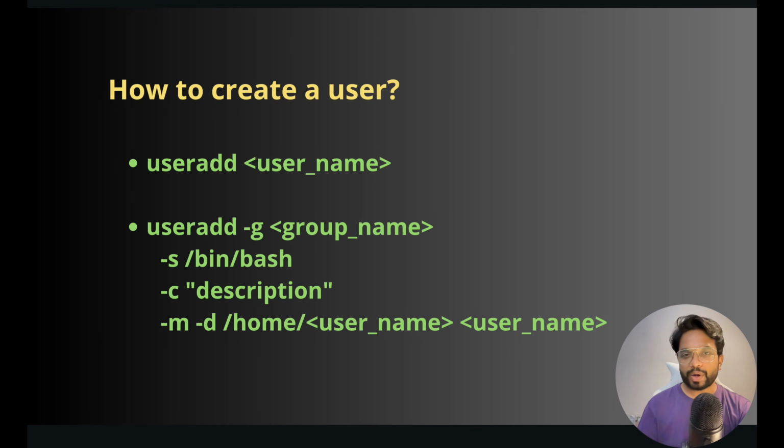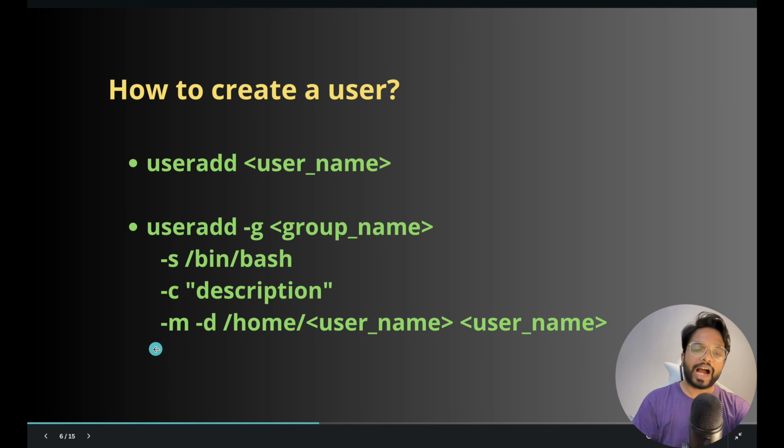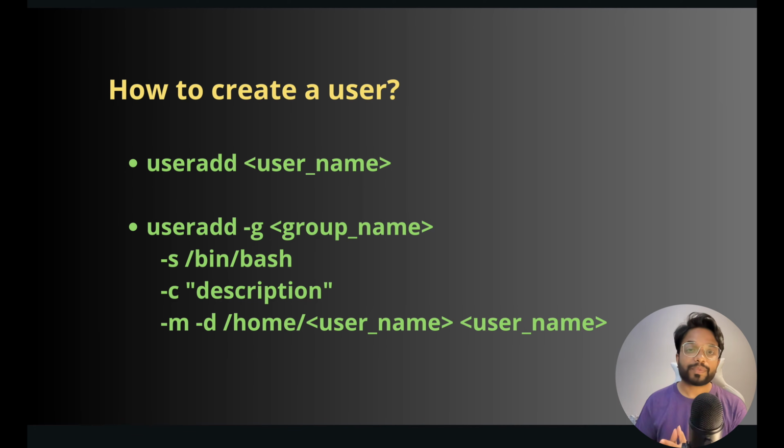Now let's talk about the other way of creating the user, in which we can provide different options like -g. We can also specify a different group, -s to provide the default shell, -c to provide the comment or the description, like why we are creating the user, or the purpose. -m is the option which is required if you want to create the home directory.